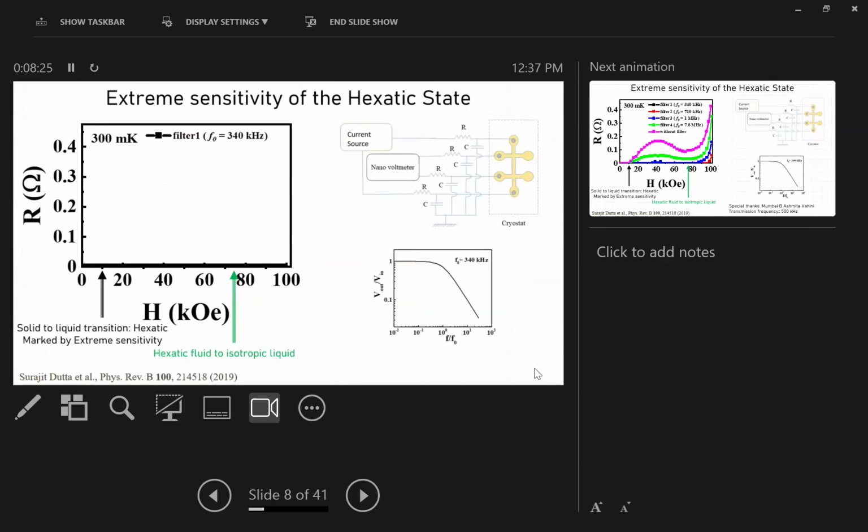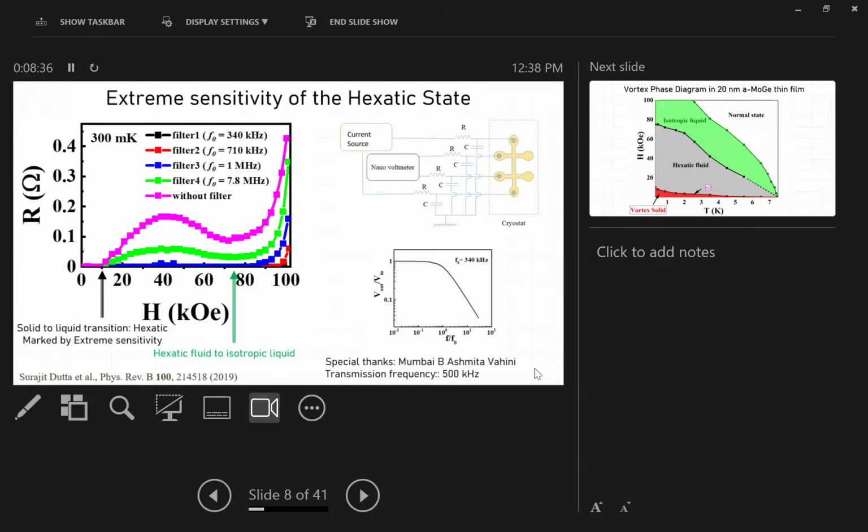But when we do this measurement, we put filters to avoid external electromagnetic radiation falling onto the sample. And we can relax this filter. So when we relax this filter, you have external electromagnetic radiation that is going to your sample and that is exciting the vortices. This excitation does nothing in the solid state. Here the resistance remains 0. But in the liquid state, where the system is extremely susceptible to fluctuation, you can see that the resistance increases exponentially.